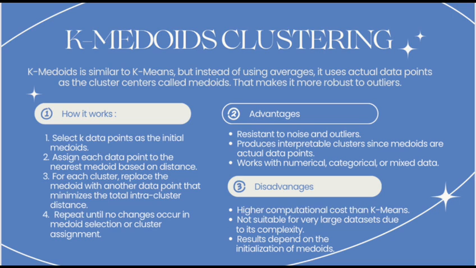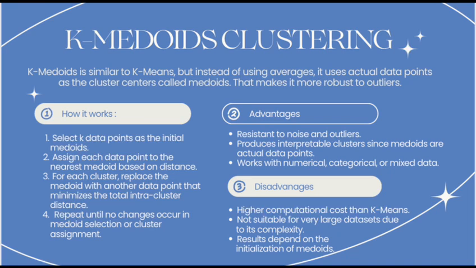How does K-medoids work? First, select K data points as the initial medoids. Second, assign each data point to the nearest medoid based on the distance. Third, for each cluster, replace the medoid with another data point that minimizes the total intra-cluster distance. Fourth, repeat until no change occurs in medoid selection or cluster assignment.